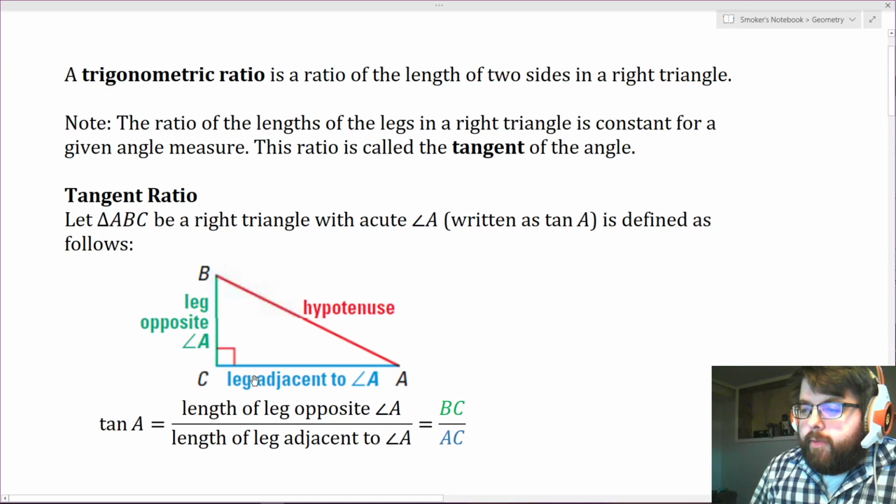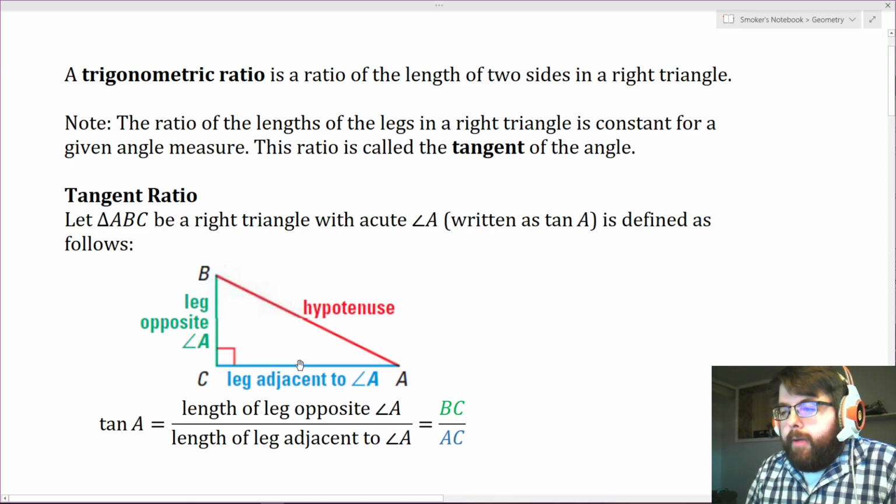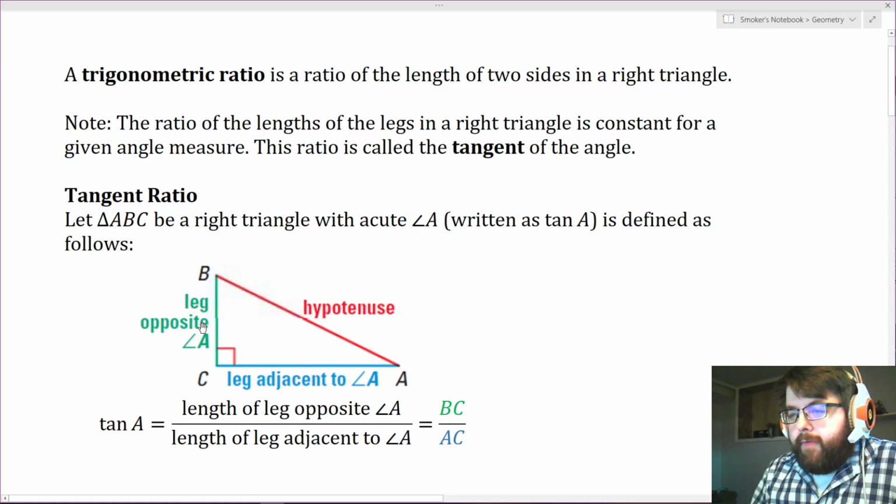Adjacent means next to, makes sense. Opposite is across from. Of course, we have the hypotenuse, which is the side of the triangle that's not a leg, but we're looking at the two legs here. So the tangent of angle A is equal to the opposite leg over the adjacent leg. Opposite over adjacent. So that is the ratio. Whatever value opposite is and whatever value adjacent is, that's the ratio we're talking about when we're talking about tangent. Tangent of A is opposite over adjacent.